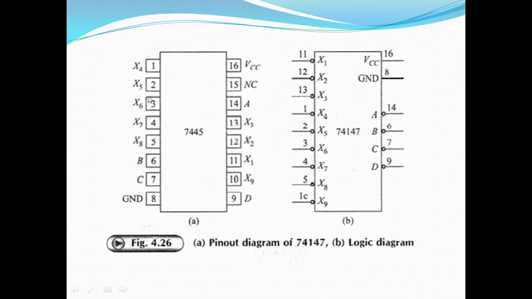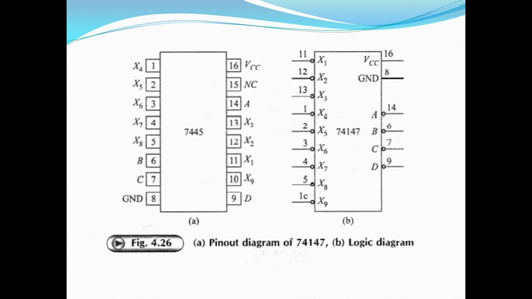Pin number 1 to pin number 5, and pin number 10 to pin number 13, are utilized for decimal inputs X1 to X9. Pin number 14, pin number 6, 7 and 9 are utilized for BCD outputs. Pin number 15 is not connected anywhere.